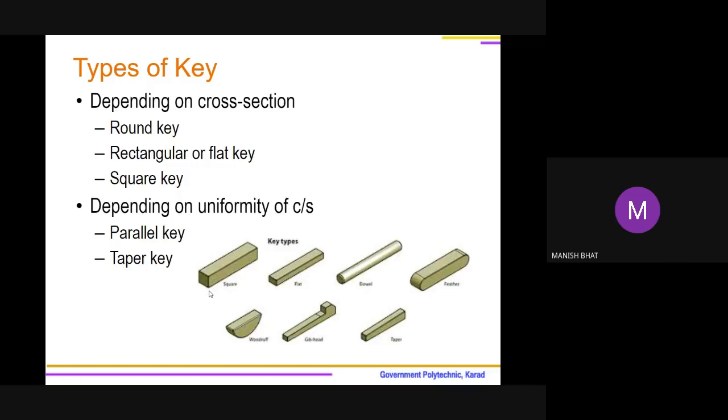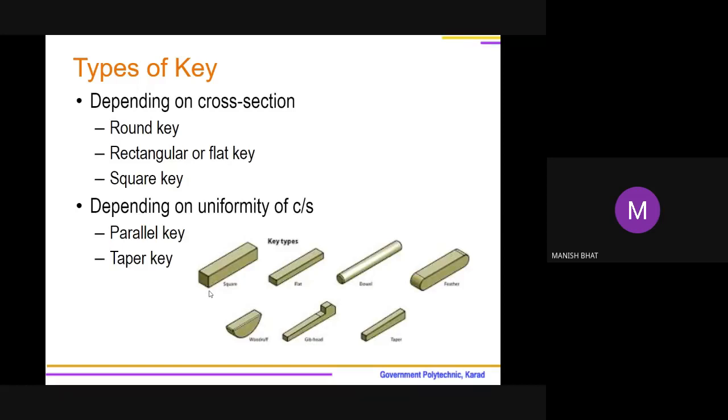Depending upon uniformity of cross section, it may be a parallel key or a taper key. Taper many a times is provided. So you know taper. Taper is always desired in the case of a key, so that it will be an easy fitment with the transmission element. Whenever we want to mount any transmission element, it can be easily mounted. So a parallel key is a key whose height, whose thickness, is uniform, no taper is provided. And a taper key is such a key which has some taper.